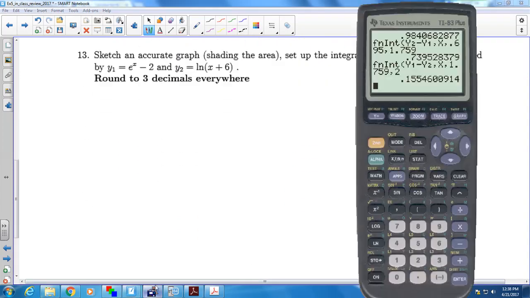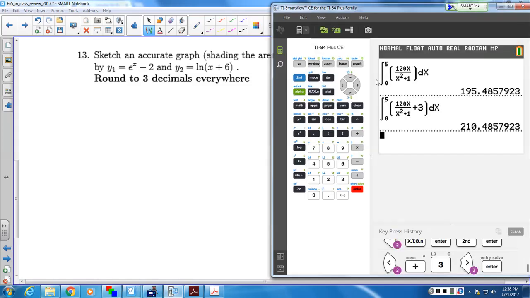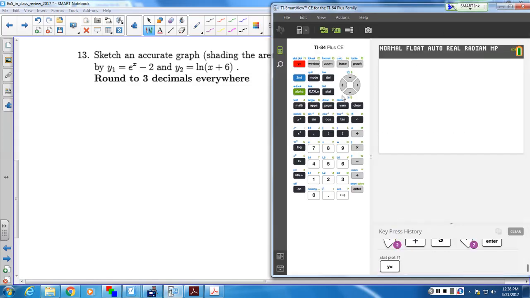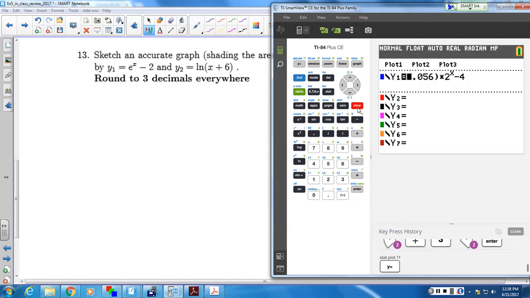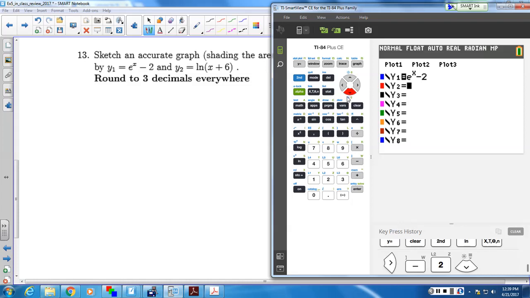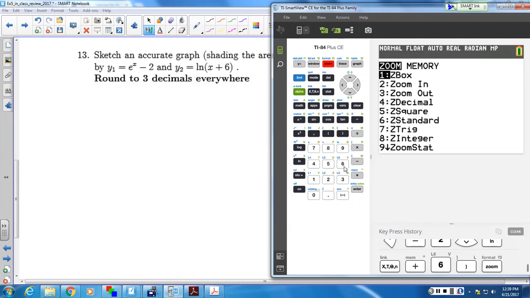Okay, same idea here. I'm going to graph my two functions. I'll do this one on my new operating system, just so people can see that one also. So I'm going to graph e to the x minus 2. And then I'm going to graph the natural log of x plus 6. And I'm just going to zoom 6.